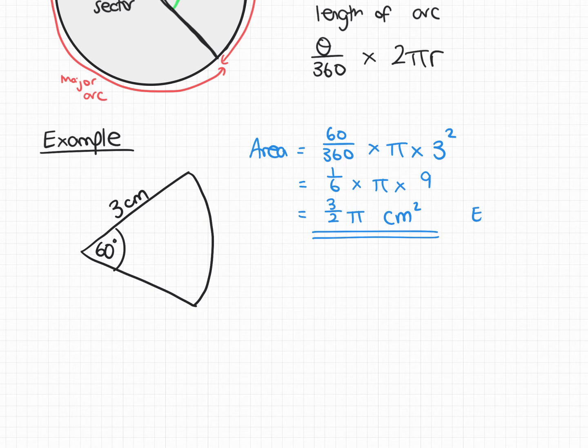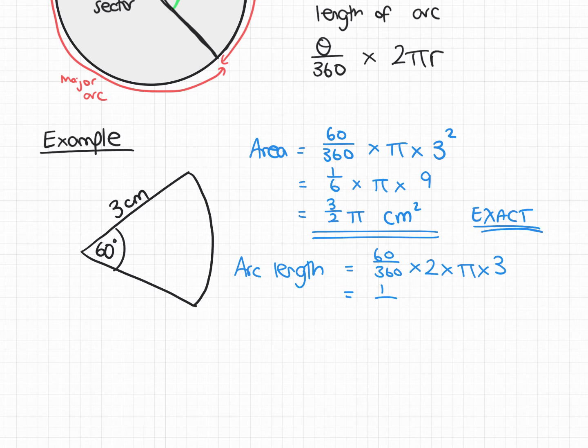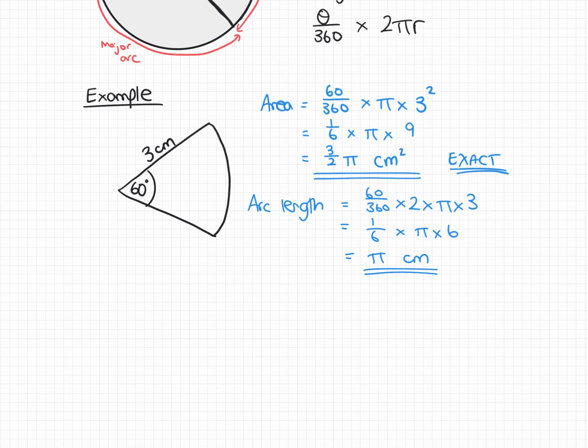So if they say leave your answer exact or leave your answer in terms of pi, they mean just leave it like that. You could obviously type that into a calculator and work it out. And the arc length would simply be 60 divided by 360 times 2 times pi times 3. Again, that's 1/6 times pi times 6. That's just coming out as pi centimetres, and that's it exactly again. Obviously you could type that into a calculator, 3.14 if you want it as a decimal.